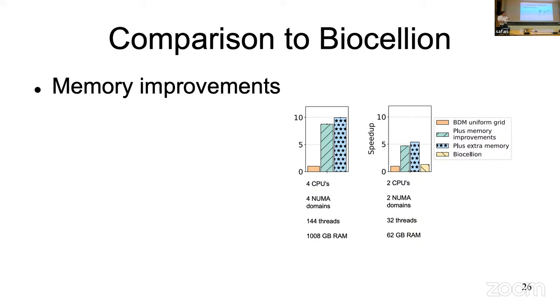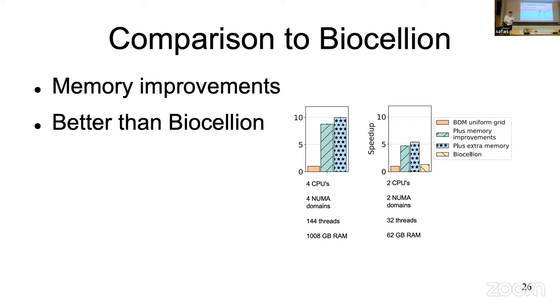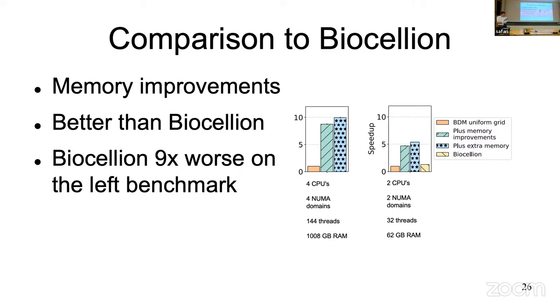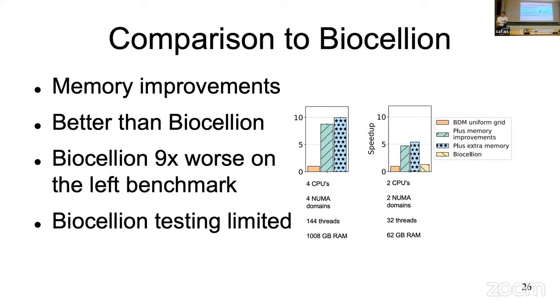We can clearly see that memory improvements do a lot. And also that BioCellion is much worse compared to BioDynaMo. We can see on the right, we have about 5x improvement. And on the left, which isn't shown, we get a 9x improvement compared to BioCellion. The testing was limited, though, as BioCellion is, as I said, closed source.